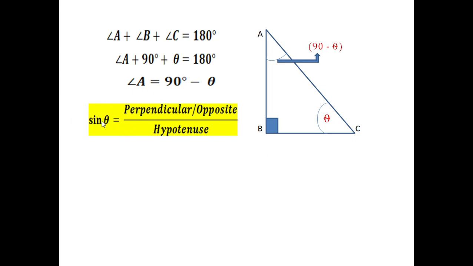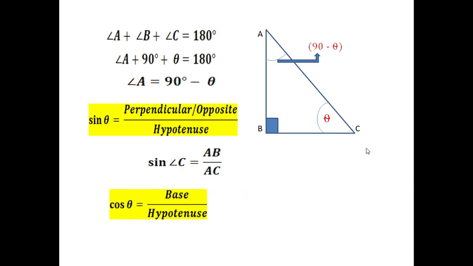So first of all, sine theta. Sine theta is defined as the ratio of perpendicular or opposite to its hypotenuse. Hypotenuse is the longest side of the right angle triangle. So in this triangle, if we consider this as theta, then sine of angle C will be opposite by hypotenuse, that is AB by hypotenuse AC.